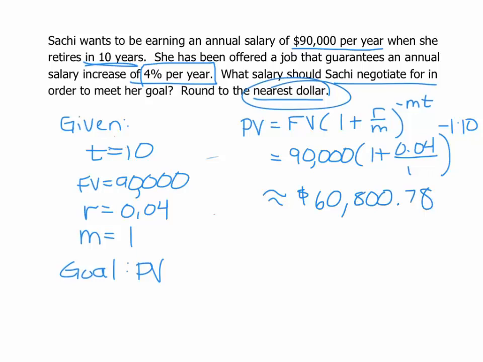So if I look at my number here, this 0 here is the dollar place. So my answer should be $60,801. I went ahead and rounded up since this number was 5 or larger.